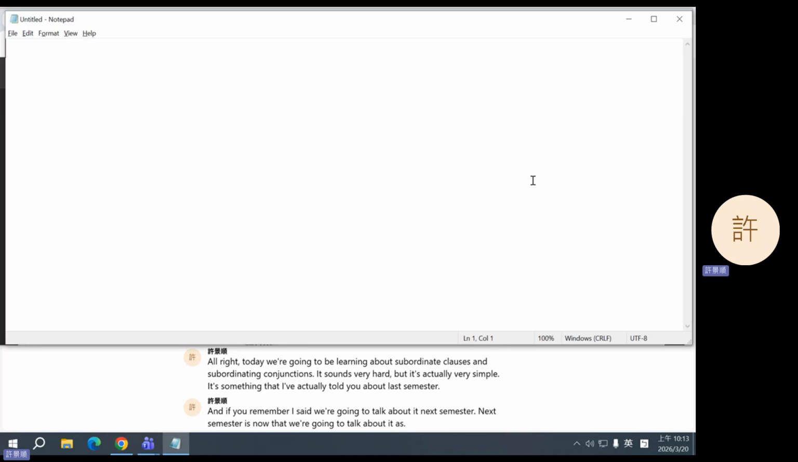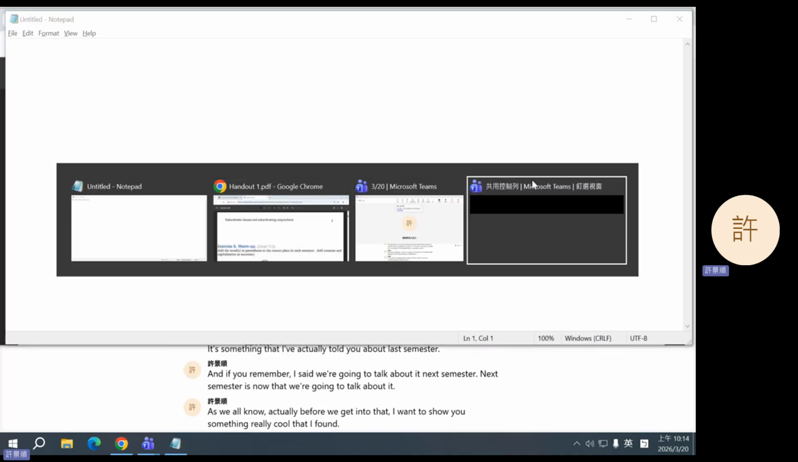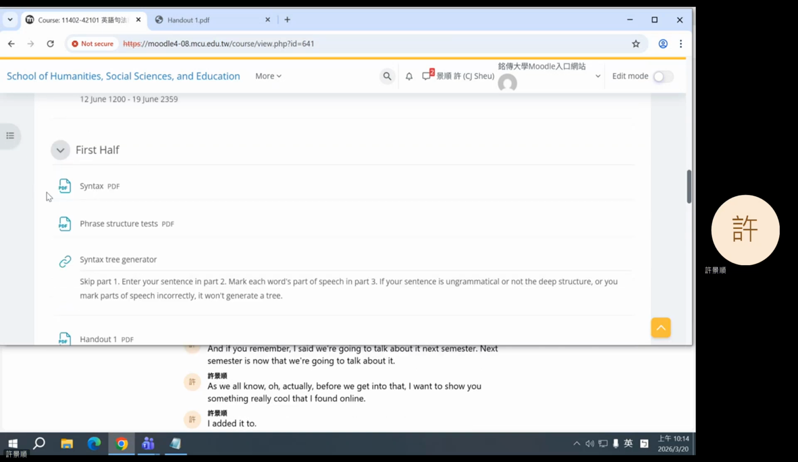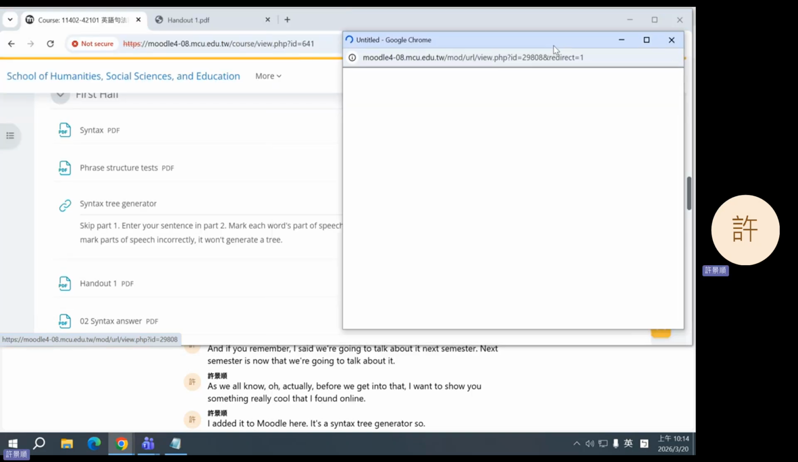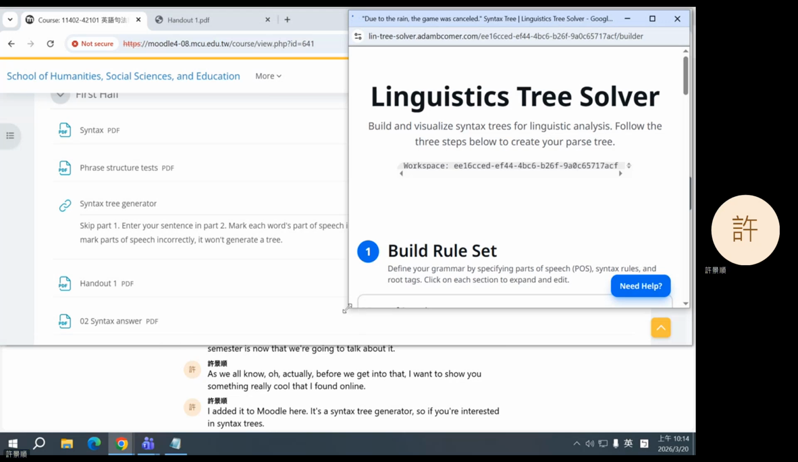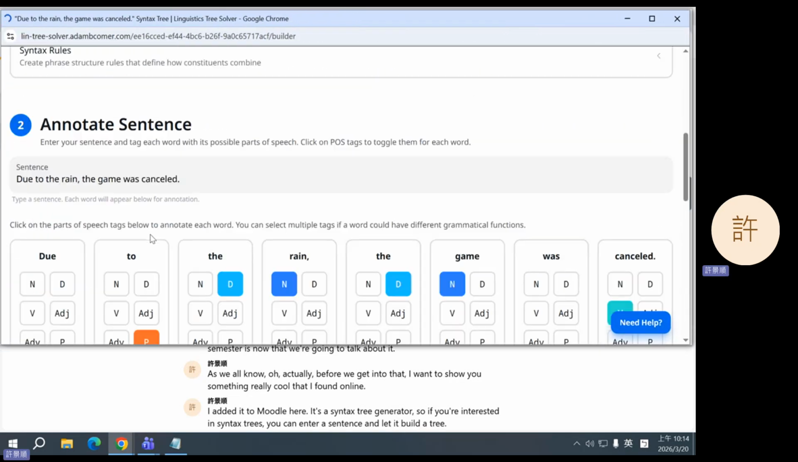Before we get into that, I want to show you something really cool that I found online. I added it to Moodle. Here, it's a syntax tree generator. So if you're interested in syntax trees, you can enter a sentence and let it build a tree for you.